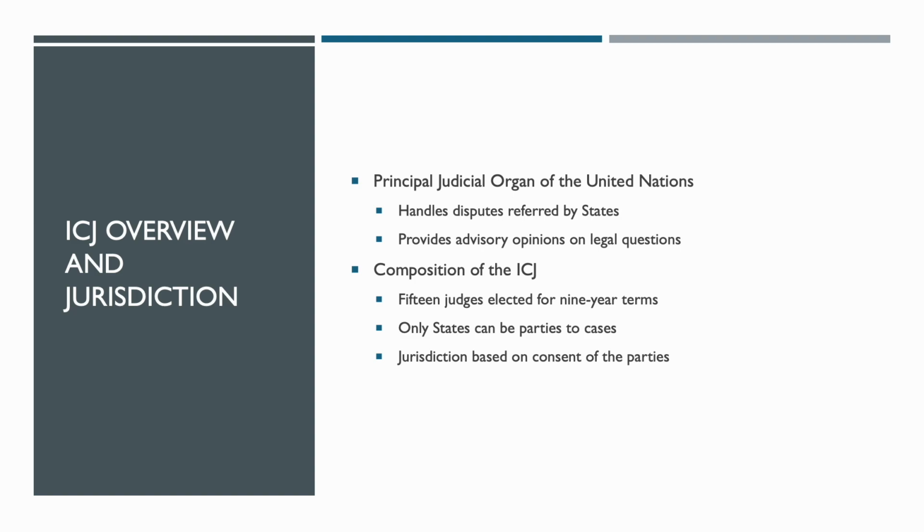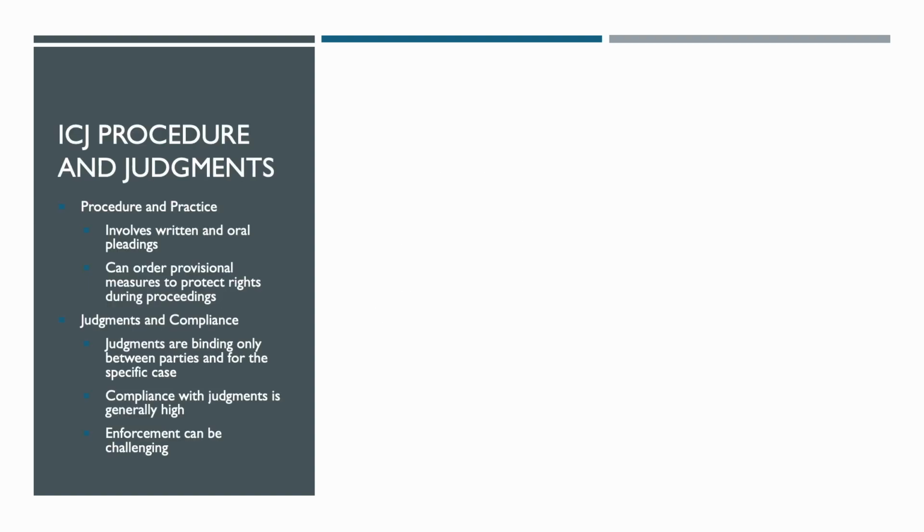Composition and jurisdiction. The ICJ consists of 15 judges elected for 9-year terms. Only states can be parties to cases before the ICJ, and its jurisdiction is based on the consent of the parties. The ICJ follows a detailed procedure involving written and oral pleadings. It can order provisional measures to protect the rights of the parties during the proceedings.